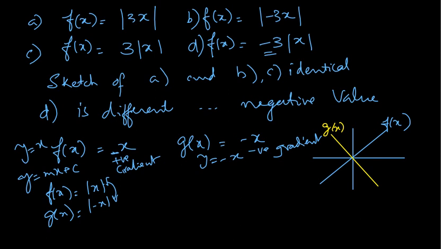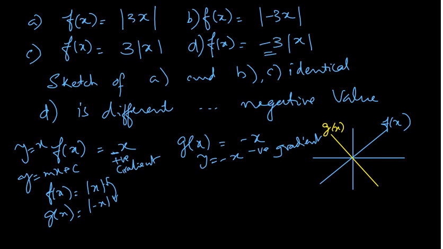Then we talked about the 4 variations: f of x is equal to mod 3x, f of x is equal to mod negative 3x, f of x equal to 3 mod x, f of x is equal to minus 3 mod x. Sketches of a, b and c are identical. D is different. D has a negative value because this is negative coming from this minus 3.